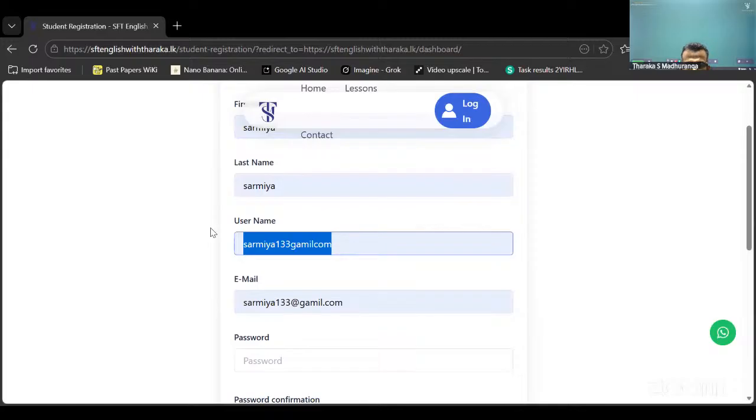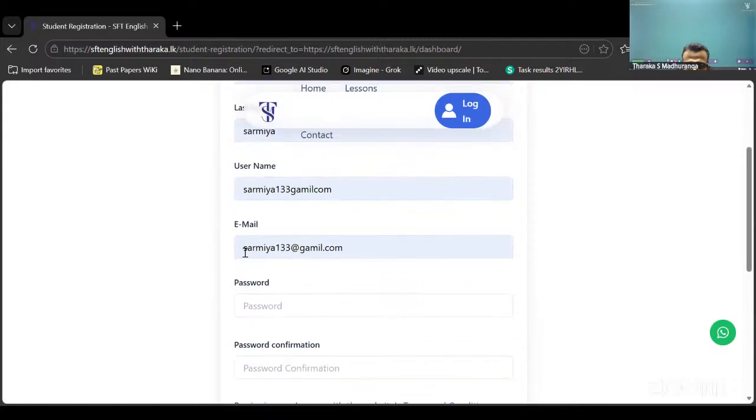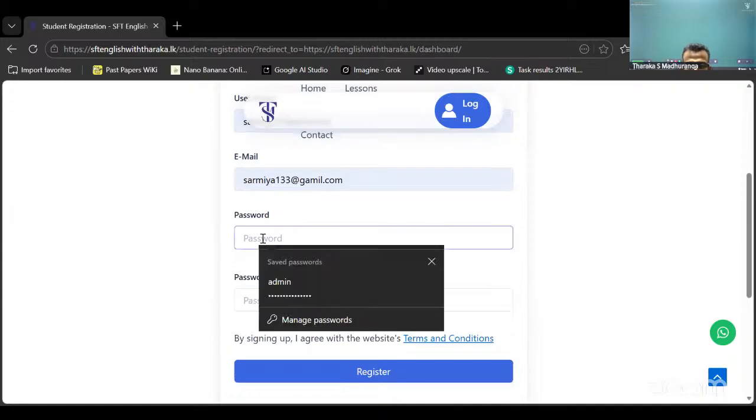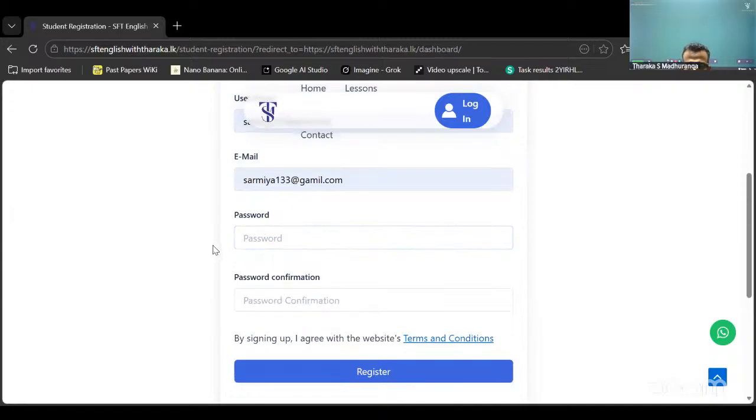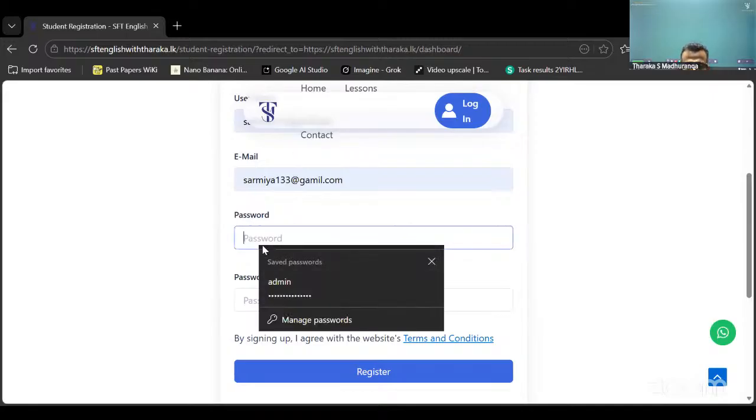Any username you can use, and your email address, and you can enter your own password. Don't need to enter email password. You can create the own password.